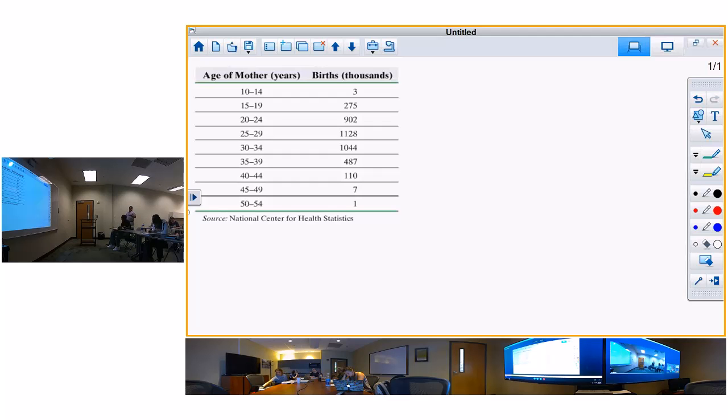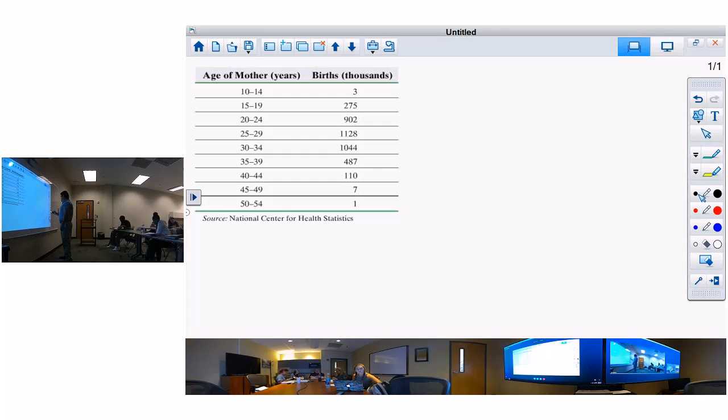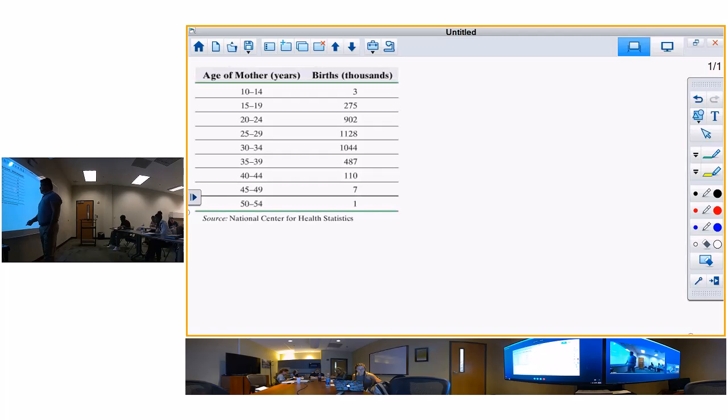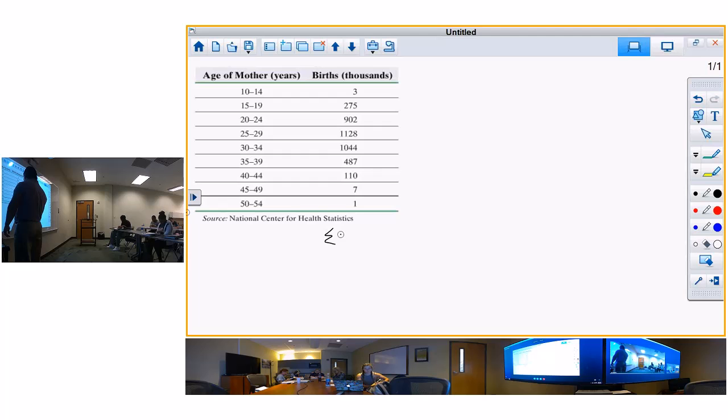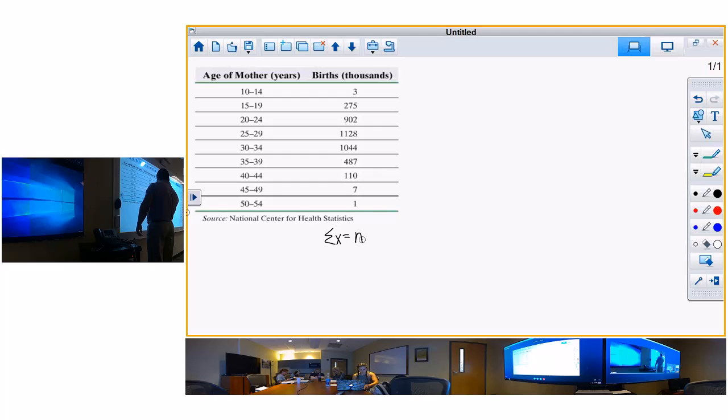So go ahead and find N. That's called N. When you find the total, that's N, as in November. So we're going to add this up. Summation of X is equal to N, which is equal to whatever that adds up to be. Go ahead and add it up.